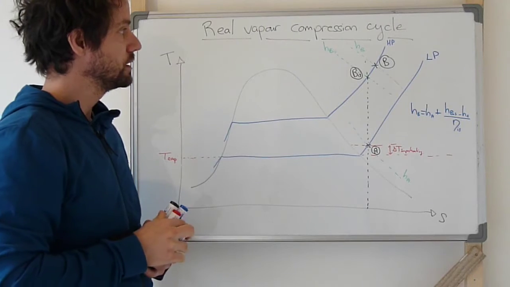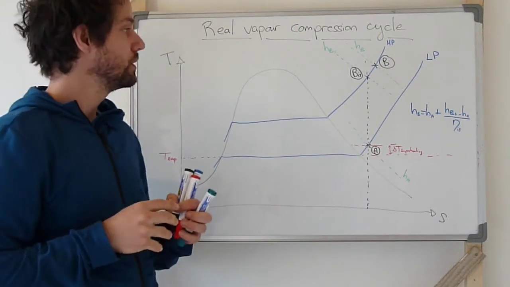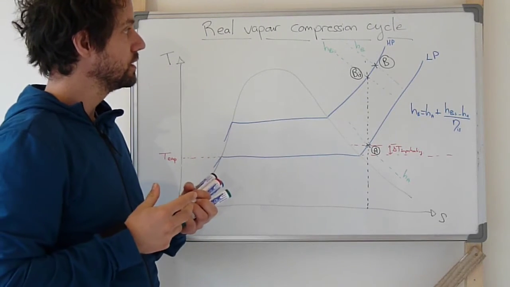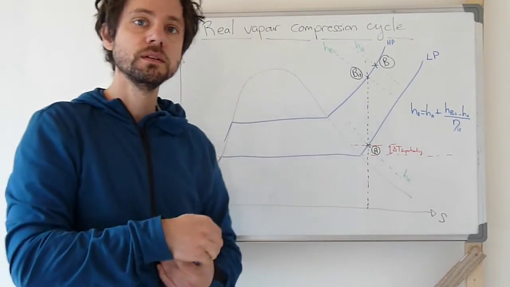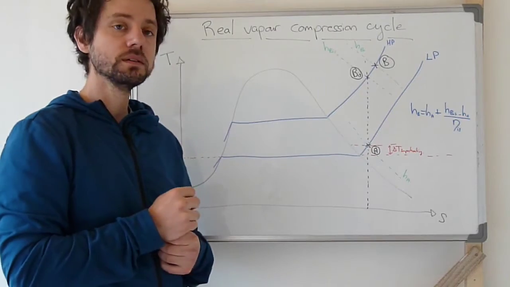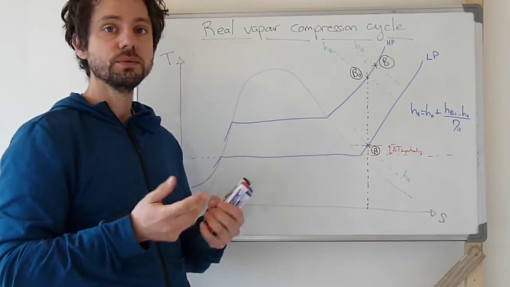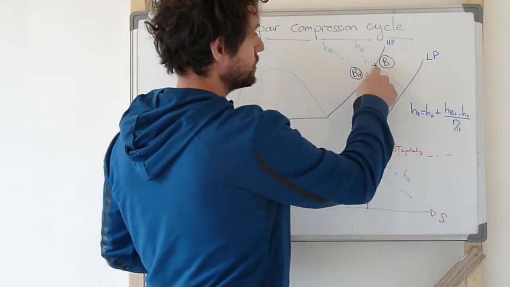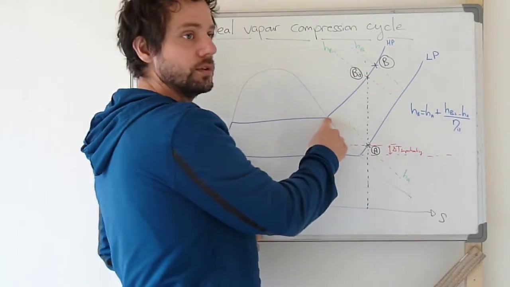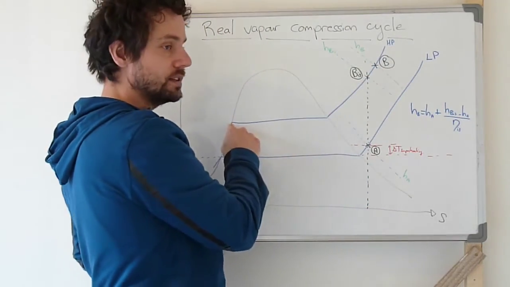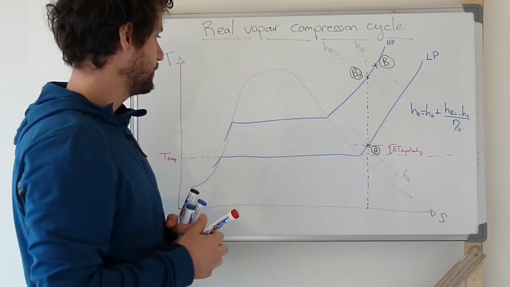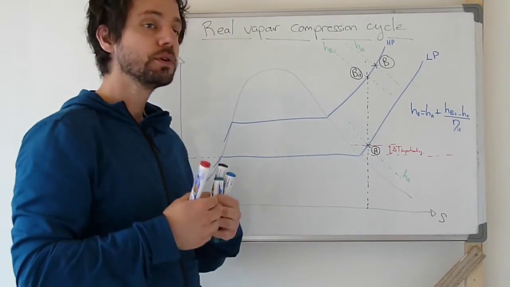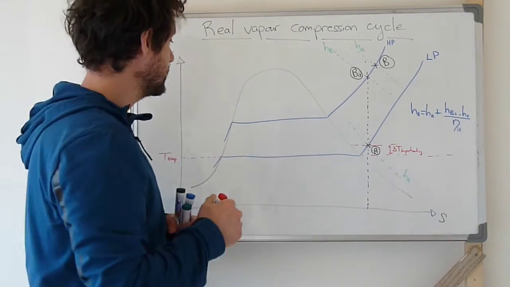Then the working fluid at point B state will enter the condenser. By exchanging heat with the hot source, this working fluid will be cooled down to saturation, then completely condensed, and then we will take into account a subcooling at the end of the condenser.